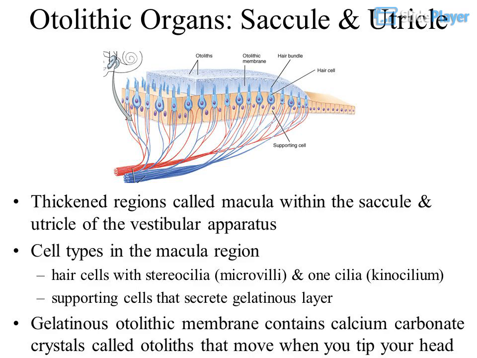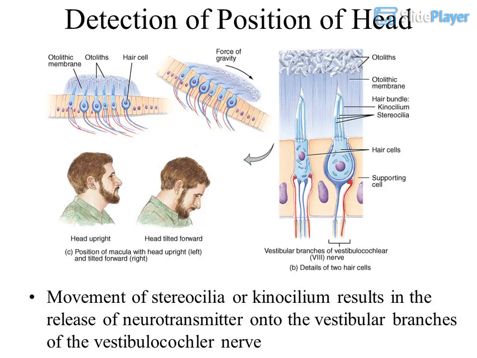Otolithic organs, saccule and utricle. There are thickened regions called macula within the saccule and utricle of the vestibular apparatus. Cell types in the macular region: hair cells with stereocilia, microvilli, and one kinocilium; and supporting cells that secrete a gelatinous layer. The gelatinous otolithic membrane contains calcium carbonate crystals called otoliths that move when you tip your head. Detection of position of head.